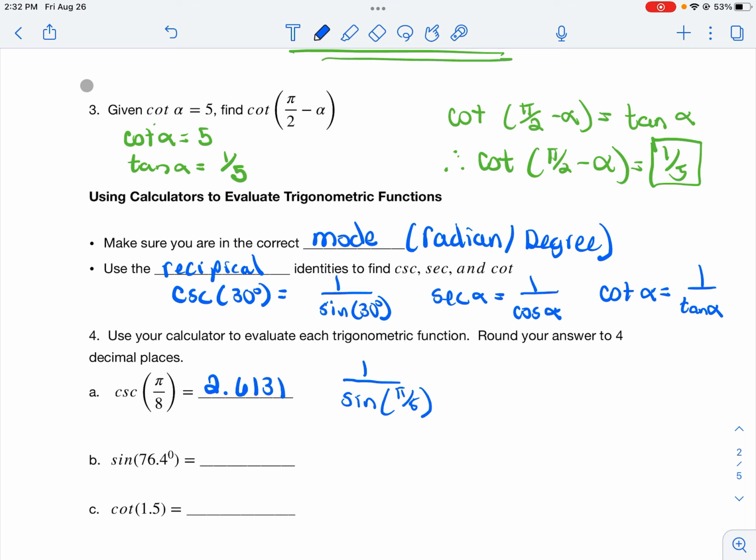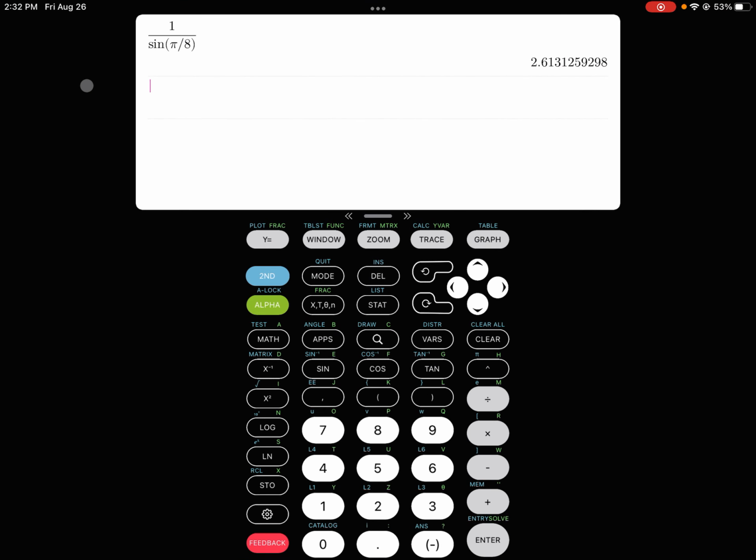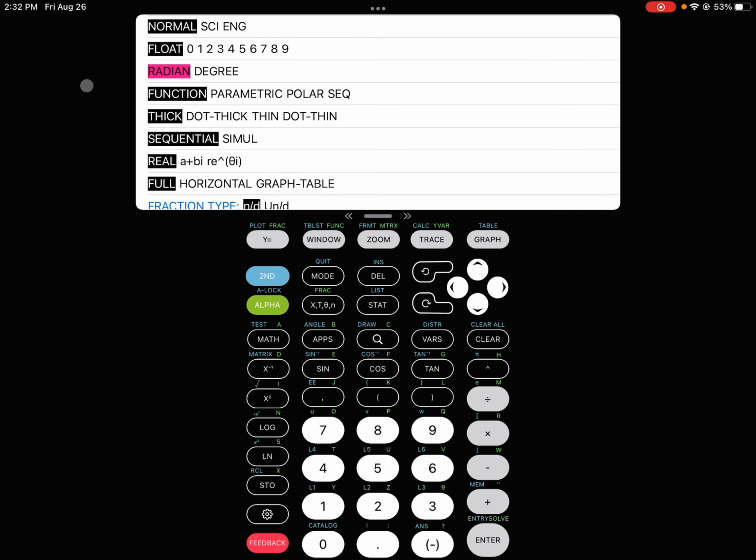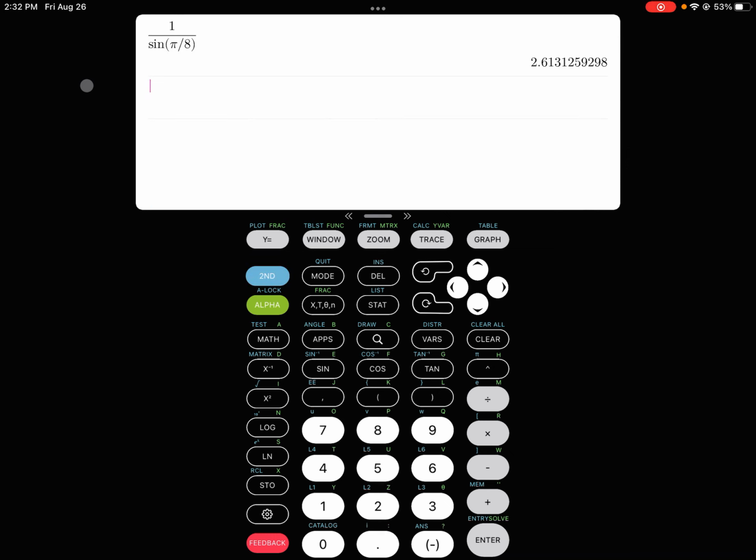And that's all you do. That's how you find it using your calculator. So now I have sine of 76.8 degrees is what I need to find. So go back to my calculator. This is in degrees, so I need to go back to my mode, cursor to radian and change it to degree, push enter. So I'm now in degree mode.